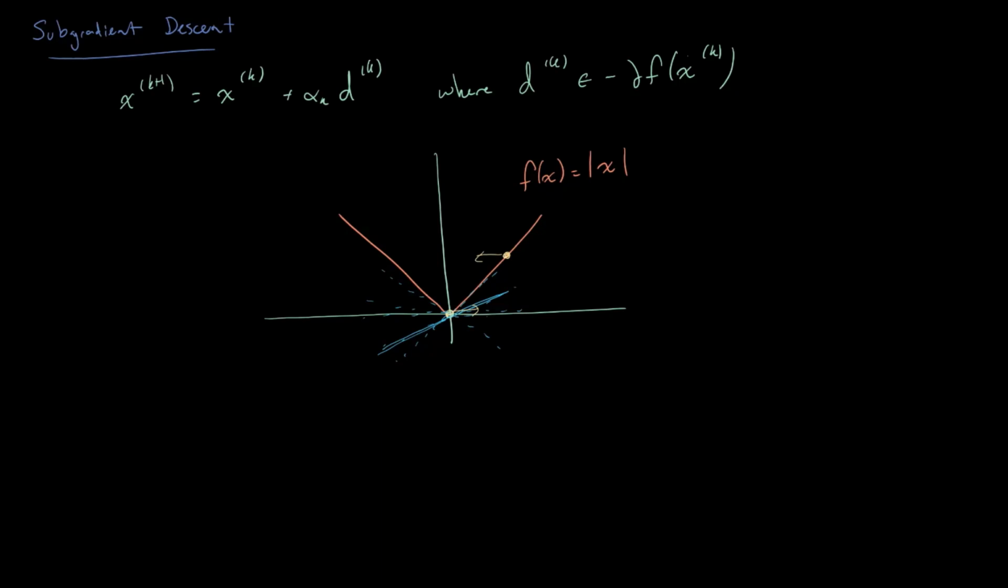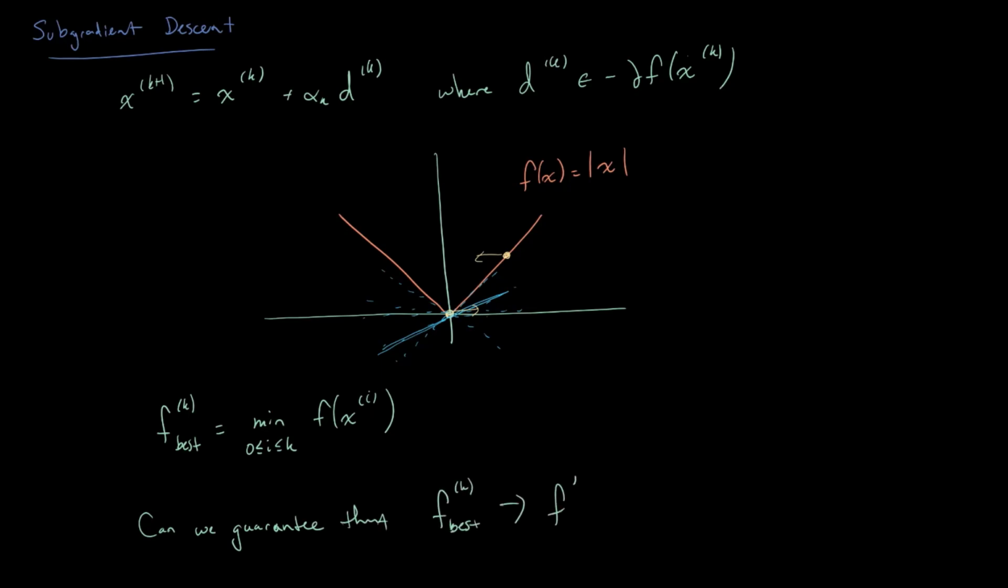So what can we show? Well, first of all, since we no longer can guarantee that we're always even going to be making progress at every step, what we'll actually do is keep track of the best solution we've had so far, and we'll denote the objective function value at that best solution by f best k. So this is the best solution up to the kth iteration. And what we'd like to know is, can we guarantee that f best k actually will converge to f star, which is the objective function evaluated at the minimizer x star?